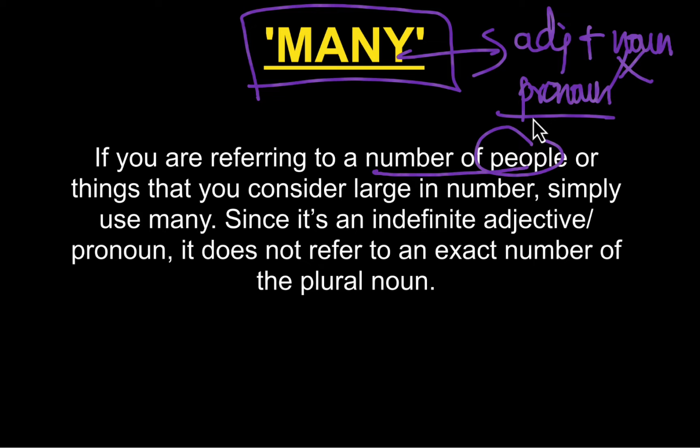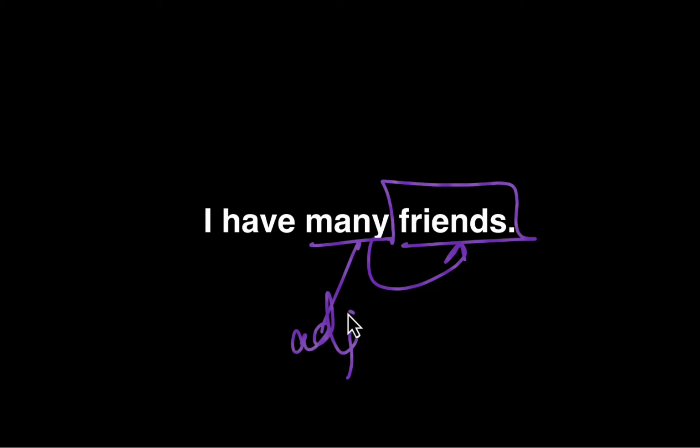Alright, let's take some examples. I have many friends. I have many what? Friends. So friends is a plural noun here, and many is working as an adjective here, giving information about the noun friends, modifying it. It's working as an indefinite adjective. So you have friends, meaning more than one friend. It's a plural noun. So the number of friends that you have is large to you, right? The number is large to you in your head, and that's why you are using many as an indefinite adjective.